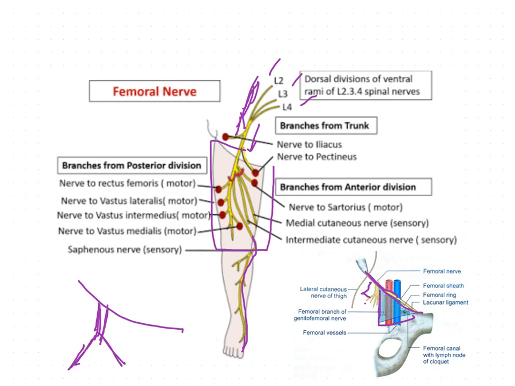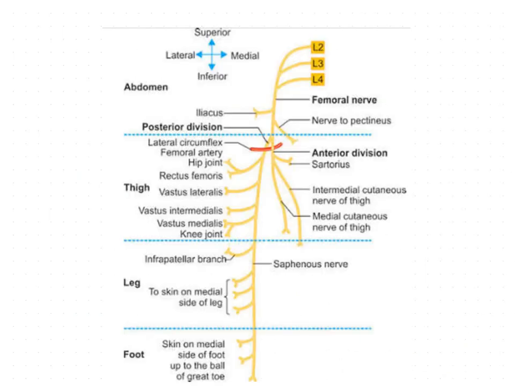These two divisions end up in a number of branches. In between the two divisions, we can find the lateral circumflex femoral artery. So this is about the course of the femoral nerve. Now we will see the branches of this femoral nerve in detail.